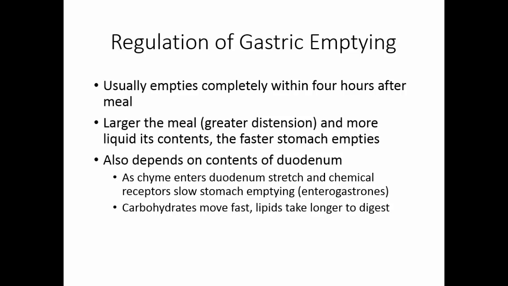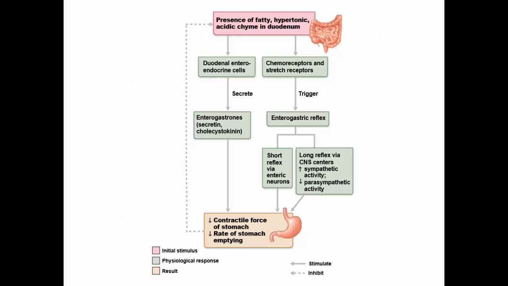Carbohydrates move through your system pretty quickly. Lipids take longer to digest. So the presence of fatty, hypertonic, or acidic chyme in the duodenum tells those duodenal enteroendocrine cells to secrete secretin and cholecystokinin. This is going to decrease the contractile force of the stomach and slow the rate of stomach emptying. The chemoreceptors and stretch receptors will trigger that enterogastric reflex. Short reflexes will slow down contraction and emptying, and the long reflexes, through the parasympathetic activity, will also slow down contractile forces and the rate of stomach emptying. All of this gives the duodenum an opportunity to prepare for its job.